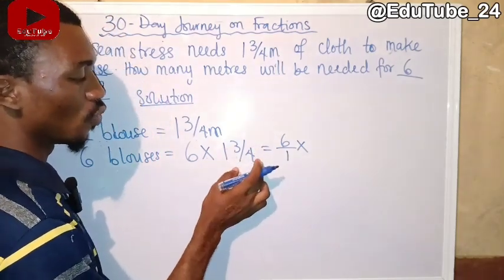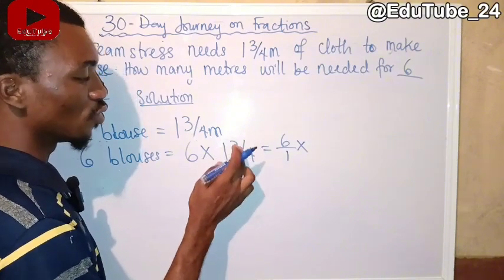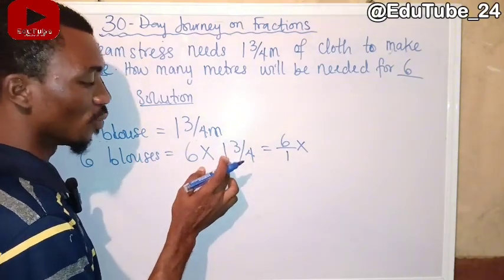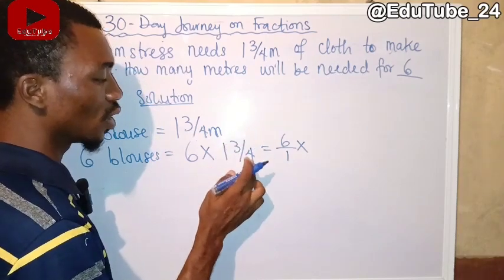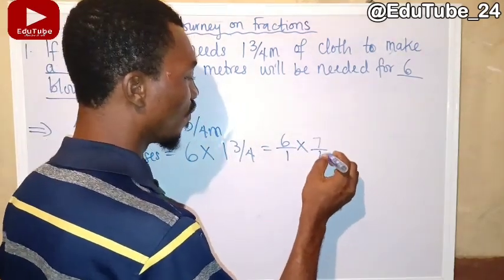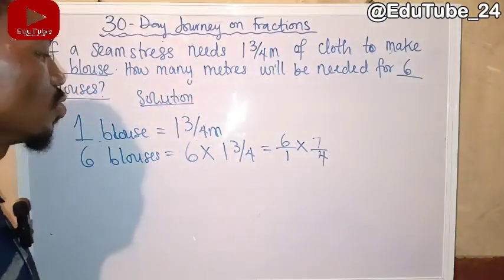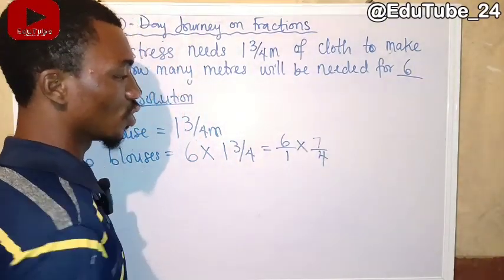So 1 times 4 will give us 4. 4 plus 3, that will give you 7. That's how you convert a mixed number into an improper fraction. We multiply the whole number by the denominator, then add it to the numerator. So 1 times 4 will give you 4, and 4 plus 3 will give you 7/4. Now that we've successfully converted this, let's operate on these fractions.